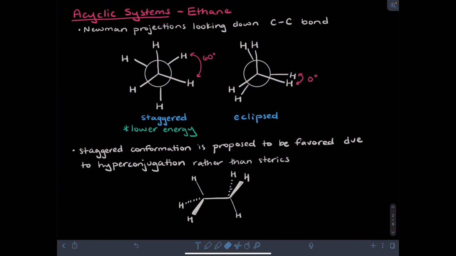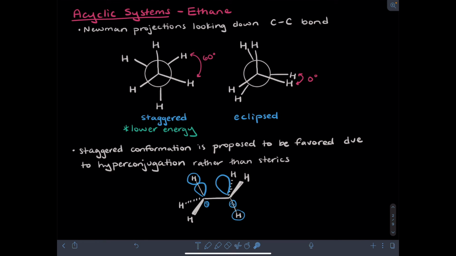Here is a wedge and dash structure of the staggered conformation of ethane. For hyperconjugation, we want to consider the sigma bond of our CH bond. This is made from overlap of an sp3 hybrid orbital from carbon and hydrogen's s orbital. The hyperconjugation in this case would be a little different from what we've seen in carbocations, in that the sigma bond on the left would be donating into a CH sigma star orbital on the right.